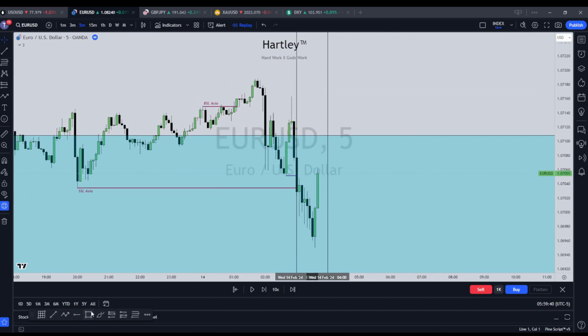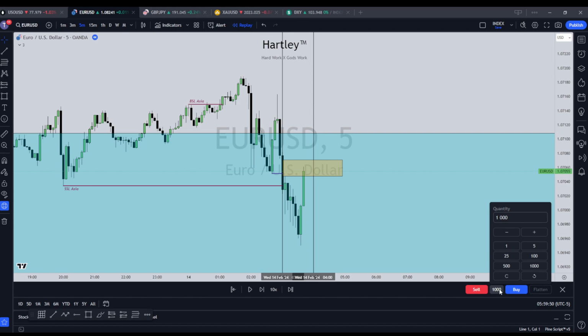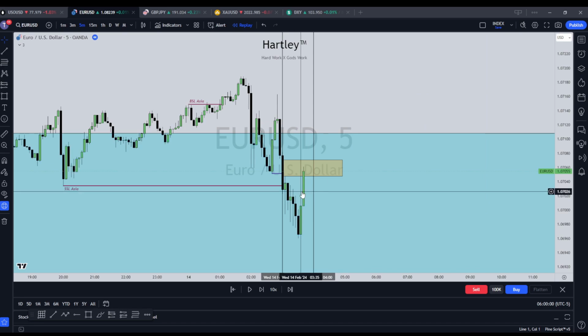All right. Fair value gap time frame is here. This candle prints and leaves a fair value gap straight away over there. I want to go short off of this. I'm going to sell 100,000 just so we can get decent numbers here.